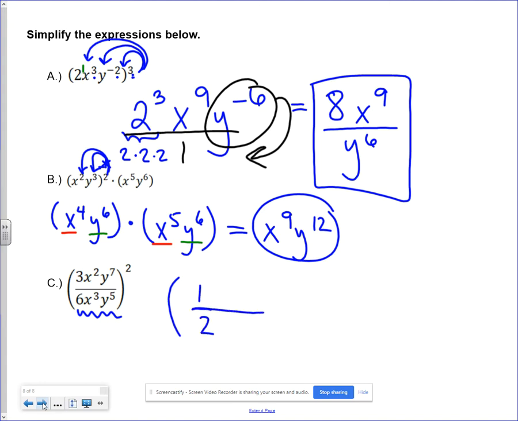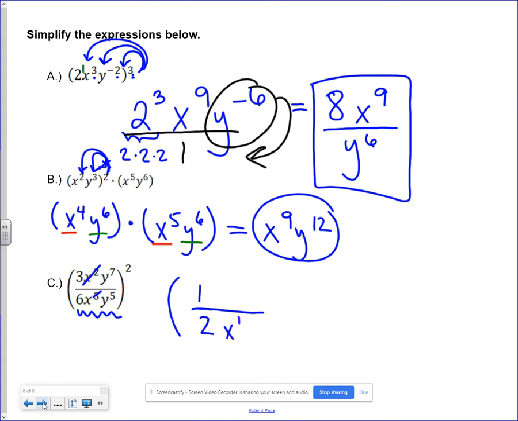All right, how many x's can you take away from both the top and bottom? You've got x squared on top, x to the third on bottom. What's the most amount of x's you can take away from both the top and the bottom? 2 of them. So I'm going to take all the x's away from the top, which means I'm left with only 1 x on the bottom. So I've got x to the first on the bottom.